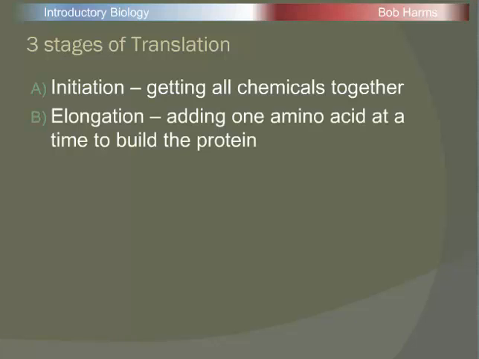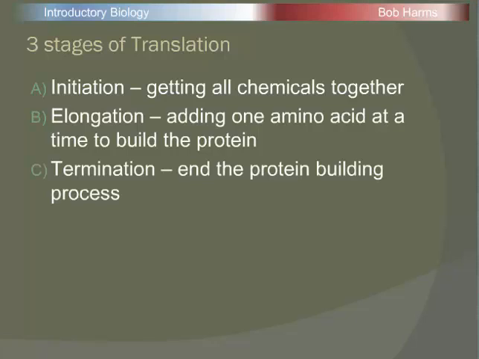Once they're brought together, then we're going to undergo what's called elongation, which is actually building the chain of amino acids. We're going to add one amino acid to the chain, and then the next amino acid, and so on. And again, proteins can be made up of just 50 or 100 amino acids, or they may be made up of several thousand amino acids all hooked together. Then eventually we're going to have termination, which is the end of the protein building. So when we come to one of those stop codons, that's going to indicate no more amino acids are needed, and we're going to terminate our translation process.